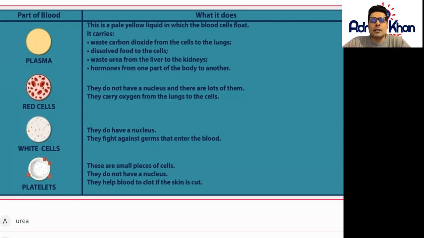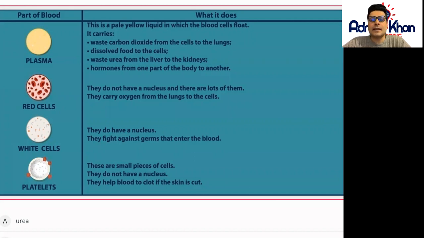So the parts of blood are the following. So we have what we call plasma. This is a pale yellow liquid in which the blood cells float. It carries waste carbon dioxide from the cells to the lungs, dissolved food to the cells, and waste urea from the liver to the kidneys, and hormones from one part of the body to another. So the function of plasma is that it's a yellowy liquid substance in which the blood cells actually float.